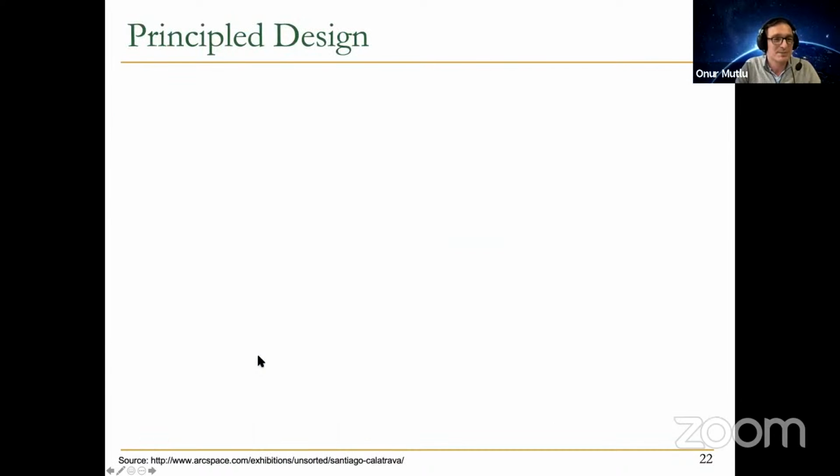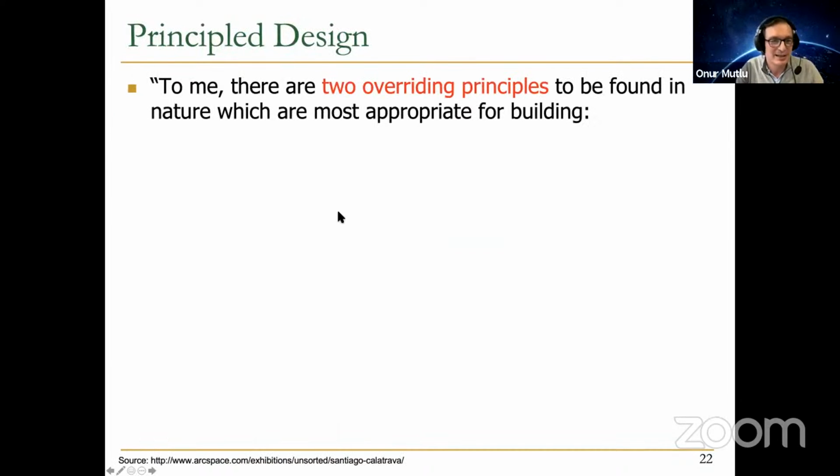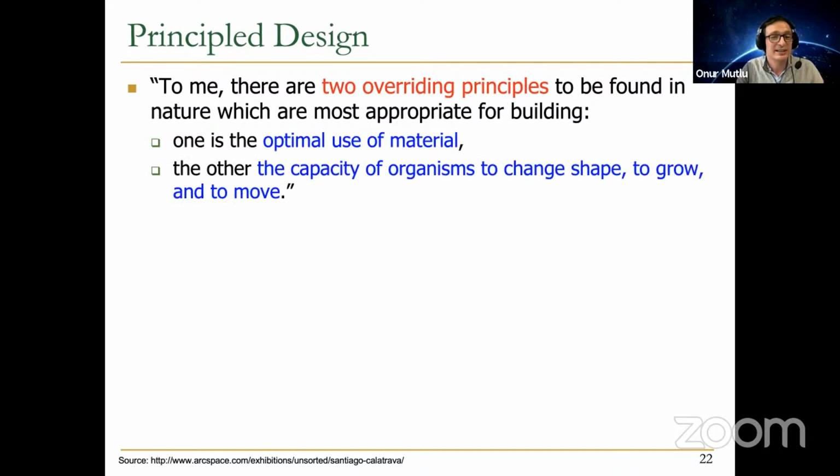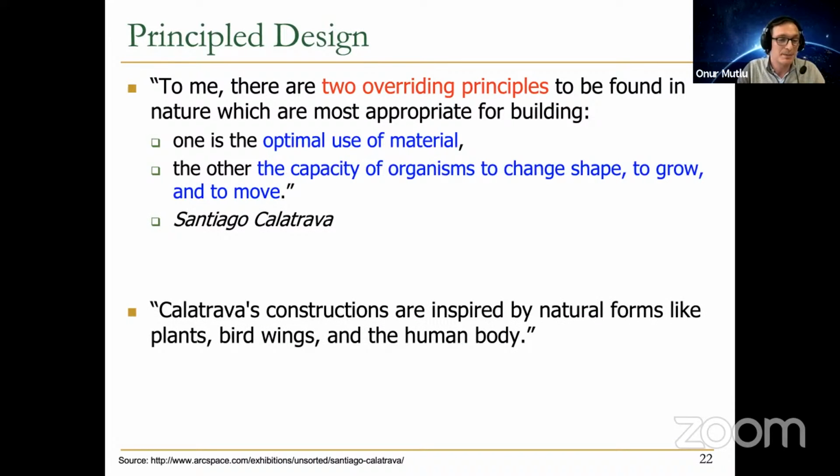Okay, so what is principled design? From the example I showed you from Calatrava, these are Calatrava's own words. To me, there are two overriding principles to be found in nature, which are most appropriate for building. One is optimal use of material. The other, the capacity of organisms to change shape, to grow, and to move. And this is from him, and that's how he describes his work. Other people also describe the work as: Calatrava's constructions are inspired by natural forms like plants, bird wings, and the human body. And I believe they're right.